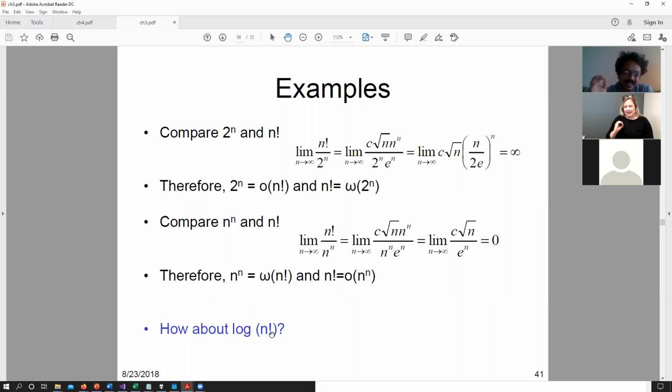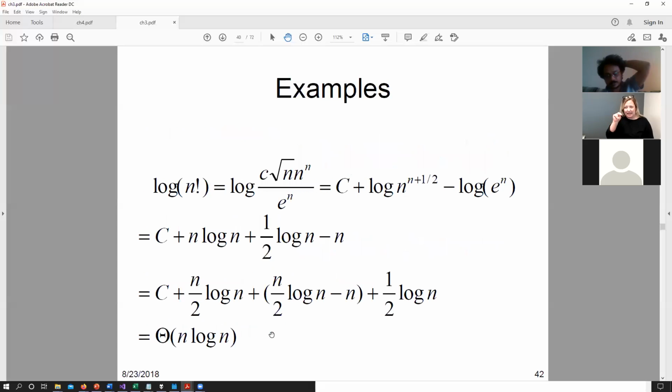We would like to have a slightly better upper limit than that, because n factorial is itself sort of similar to n raised to n. Not exactly, but sort of. Okay, so let's do this. So we have log n factorial.